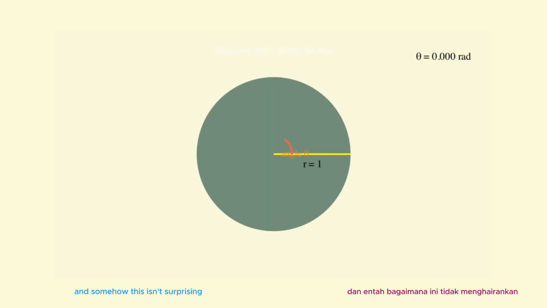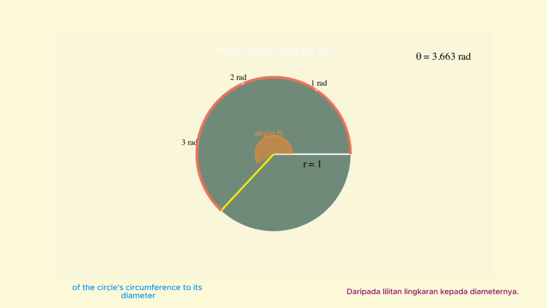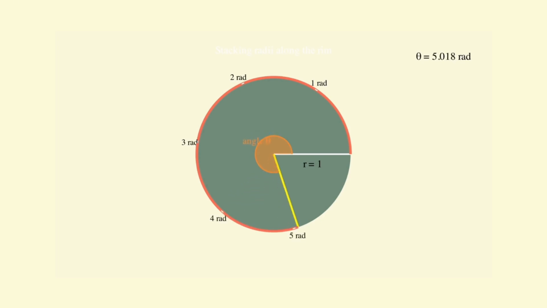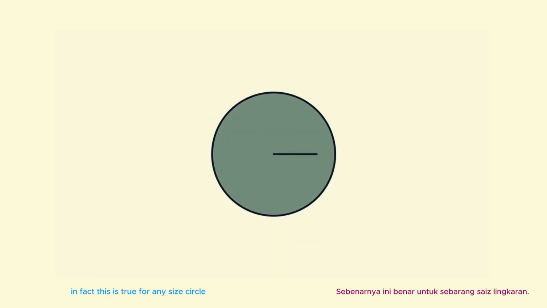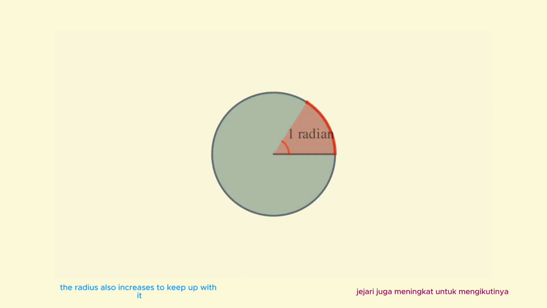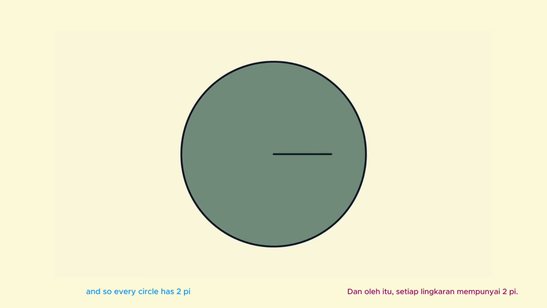And somehow this isn't surprising, that we see pi come out in this way, because pi is simply the ratio of the circle's circumference to its diameter. In fact, this is true for any size circle, because as the size of the circle increases, the radius also increases to keep up with it. And so every circle has 2 pi radians of angles around it.